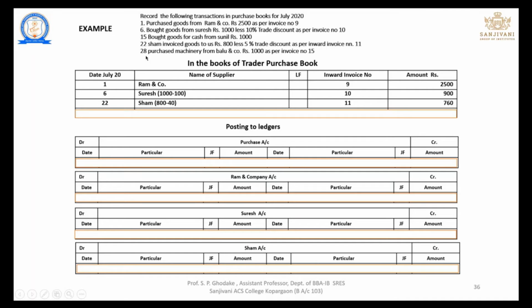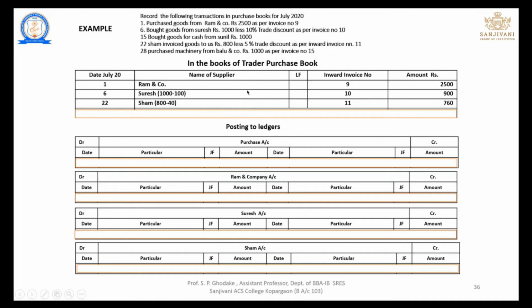Then the last transaction is purchased machinery from Balu and Company. Machinery is an asset, and always remember one thing: when we are entering the transactions in the purchase book, only credit transactions with respect to the purchases are recorded in the purchase book.